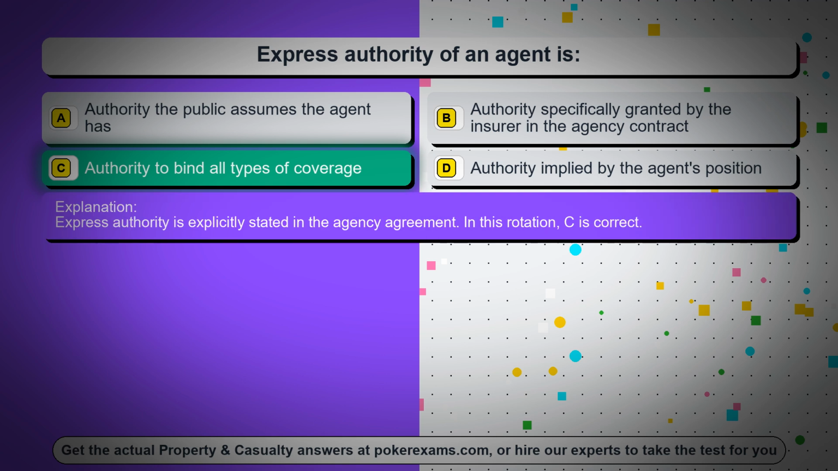Express authority is explicitly stated in the agency agreement. In this rotation, C is correct.